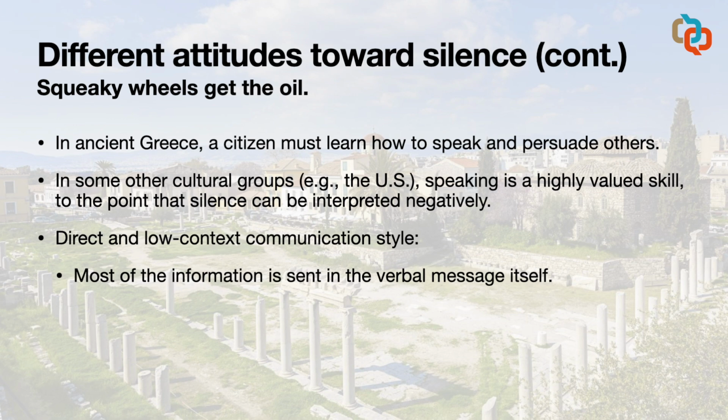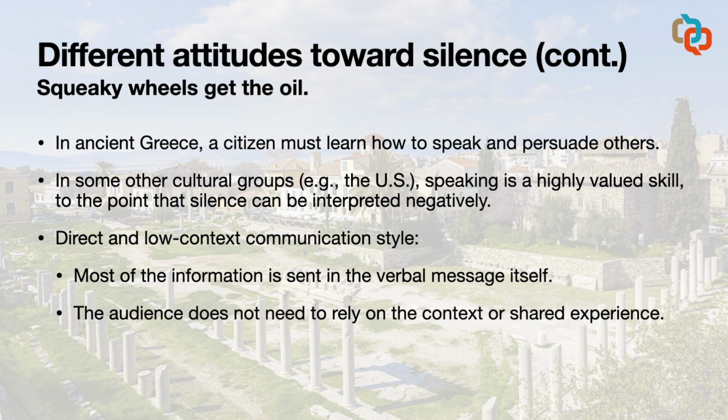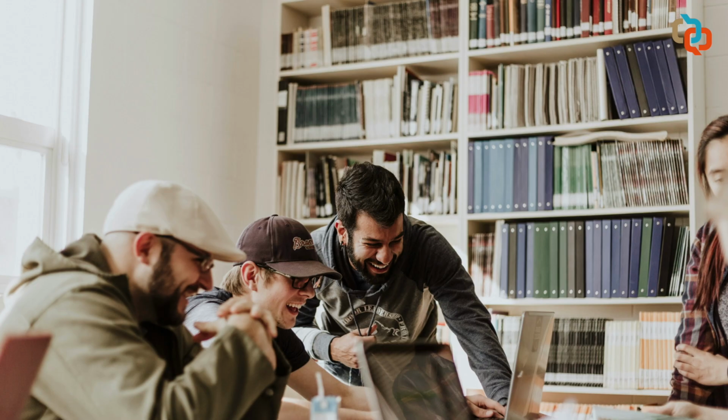The message can be oral or it can be textual, but either way, the message clearly contains what the speaker wants to say, and the audience does not need to rely much on the context, on the shared experience, or on the nonverbal cues to interpret the message. Again, using the case of Jack trying to stop a bunch of students talking in the library, Jack appeals to high context communication and tries to stop other people talking using eye contact.